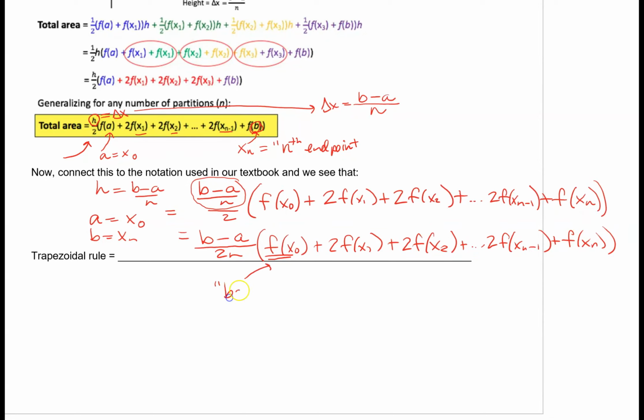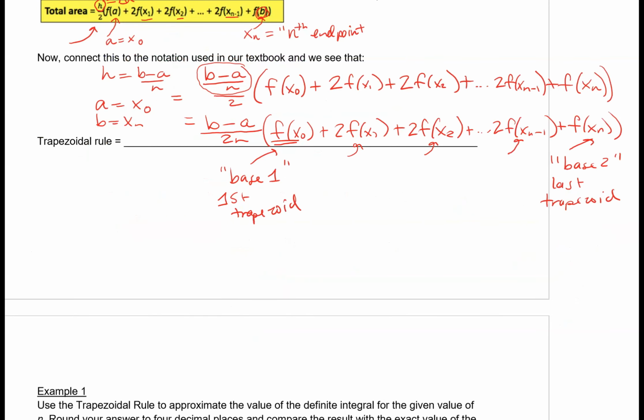This was base 1, so to speak, of the very first trapezoid, and since it wasn't bordering any other trapezoids, it's used once. And then this was base 2, so to speak, of our very last trapezoid, our nth trapezoid. And so it was only used once because it wasn't bordering any other trapezoids. And then these were all used twice since they were each a base 1 and a base 2 for bordering trapezoids. So that is essentially where the rule comes from.